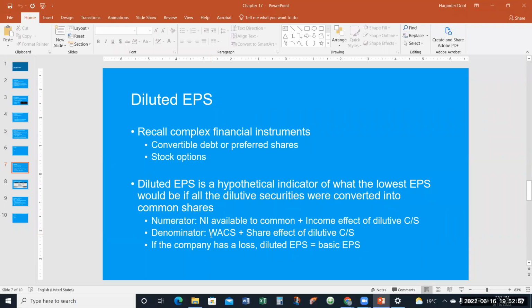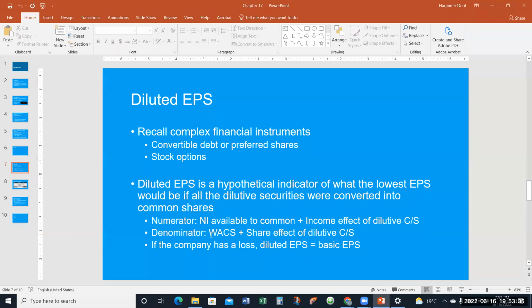Now, you will understand it better when I do the numerical example, but I want to point out one thing again. Watch out. It's mostly a cerebral thing, a conceptual thing. If a company's already got a loss, think about it. If a company has a loss of $100,000 and 100,000 shares outstanding, its basic EPS will be a loss of $1. 100,000 loss divided by 100,000 shares, you get a loss of $1.